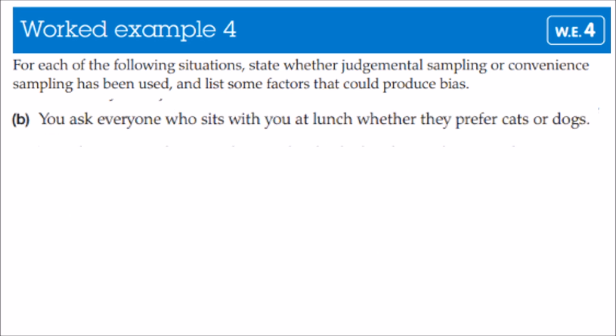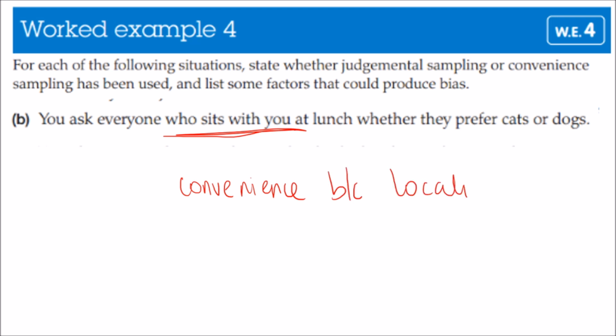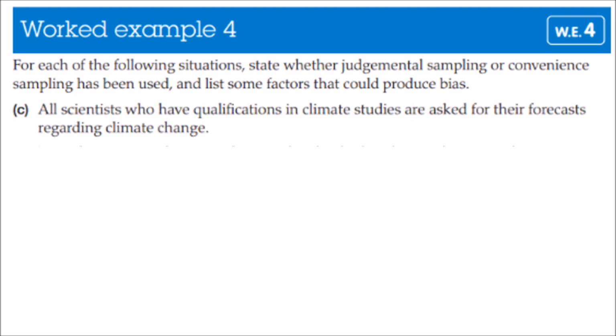You ask everyone who sits with you at lunch whether they prefer cats or dogs. Who sits with you at lunch? So this is convenience, because of location. Convenience sampling. This is going to give results that are probably biased, because people who sit together are more likely, not always, to be similar to each other, and doesn't represent the whole population.